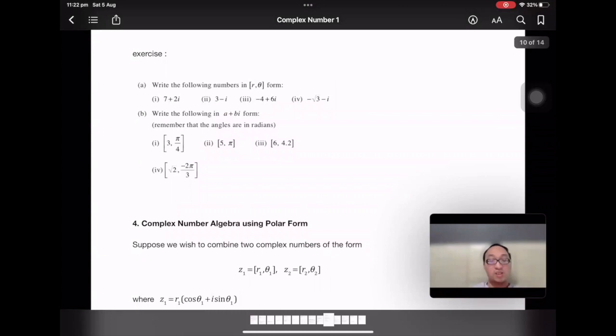This is the exercise. You can try to find the polar coordinates from the given complex number. And this is the first video, part 1. I will continue the second part in the next video.